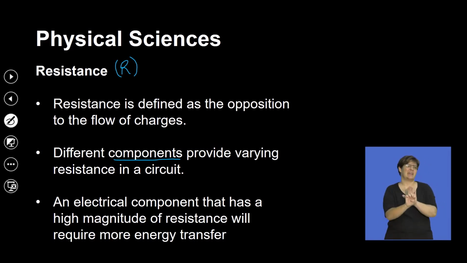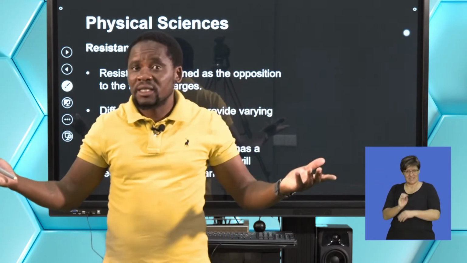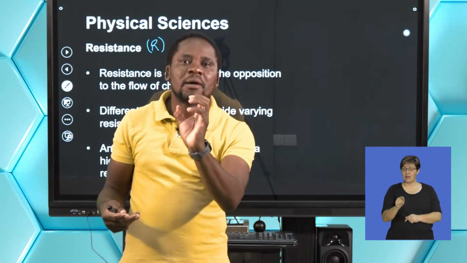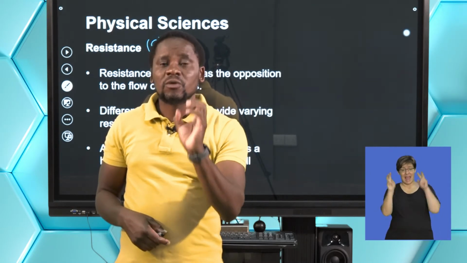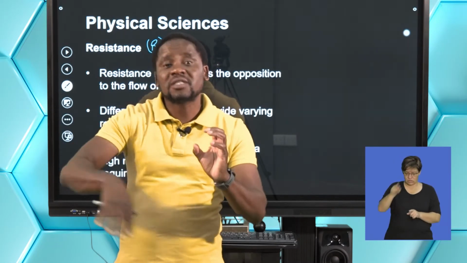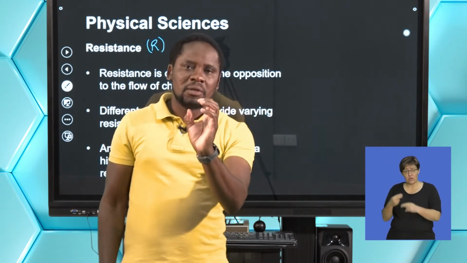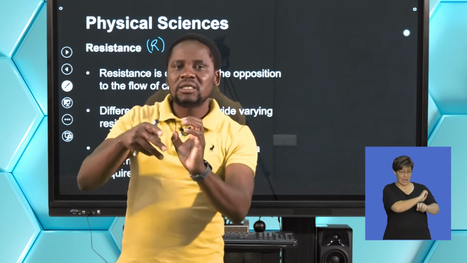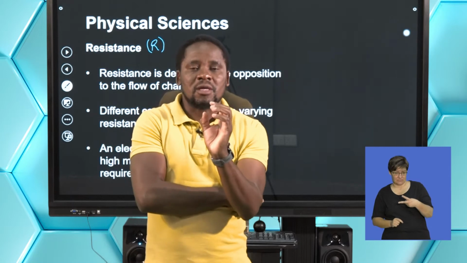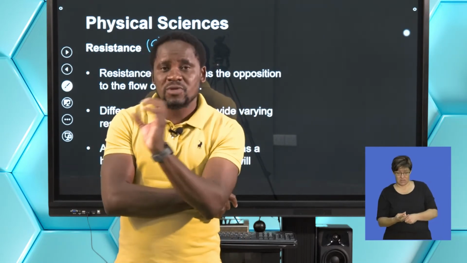Let's make a practical example. A light bulb is a resistor. In what sense? What do we mean when we say a light bulb is a resistor? We are saying that a light bulb as an electrical component offers resistance to the flow of charge, or to the current. Now, the major function of the light bulb is to transform electrical energy to light and most probably some heat.